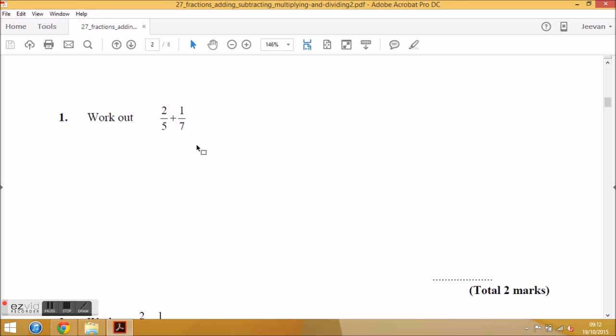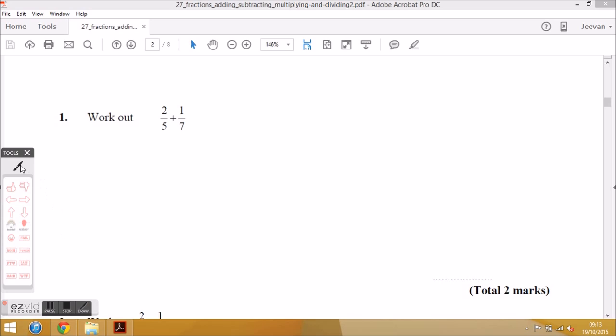Okay, so if you have a look at this question here, it says work out 2/5 plus 1/7. As you can see, the denominators are not the same. So what you should do is take the bigger denominator of the two, which is 7, go through its multiples and choose a multiple whereby 5 goes into it as well. Or a quick way to find a common multiple is if you just multiply these two numbers.